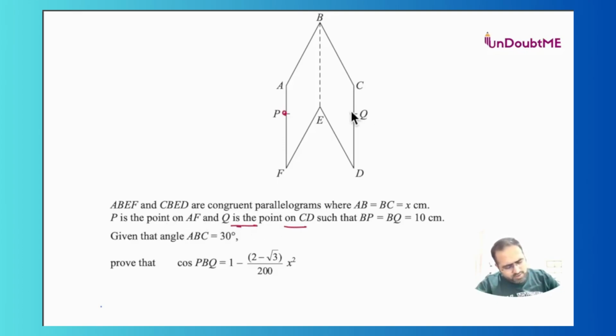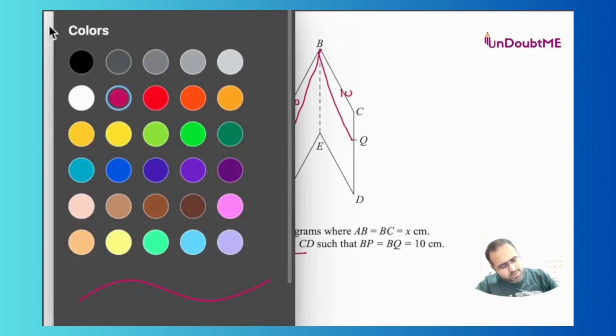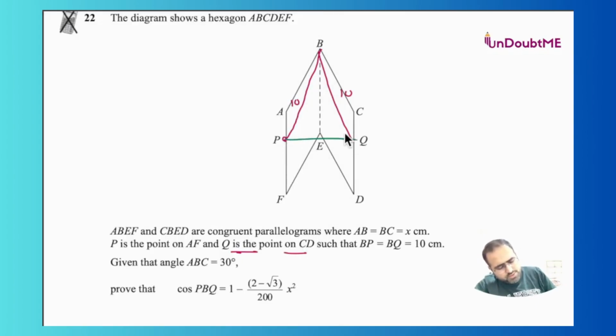And Q is a point on CD such that BP and BQ is 10. So if I join a line from B to P and B to Q, they both are same. It means that if I make that triangle, it will be an isosceles triangle. Okay, if needed, we will use it later. Given that ABC is 30 degree, prove that cos PBQ is this, where what is X?